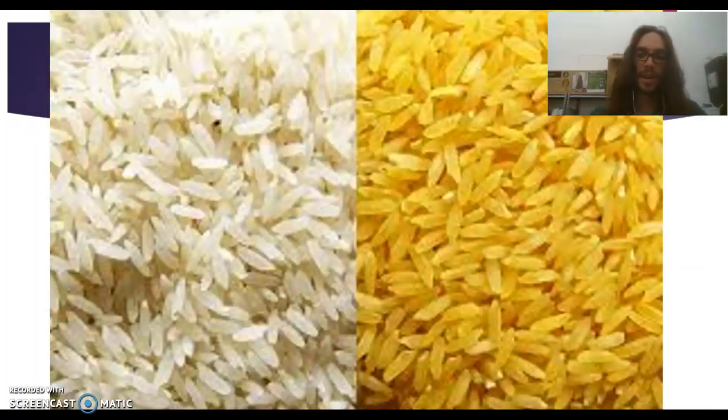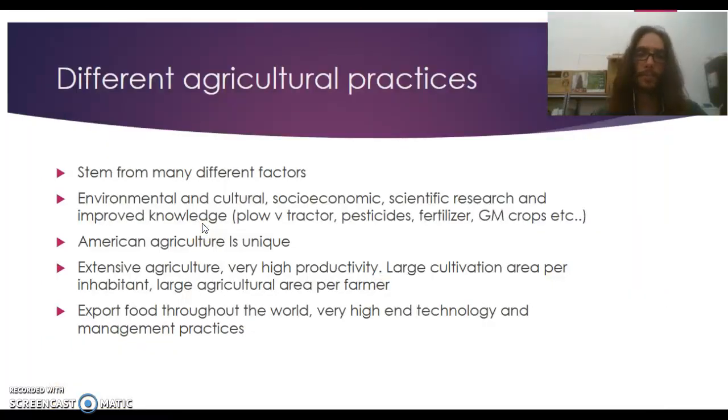And then here's a good example of a genetically modified crop. So we've got white rice over here, and we've got golden rice over here. And we'll talk about golden rice a little later. So we've got different agricultural practices, and they stem from many different factors. So environmental and cultural factors. Like someone in a tundra is going to be farming differently than someone in a tropical rainforest.